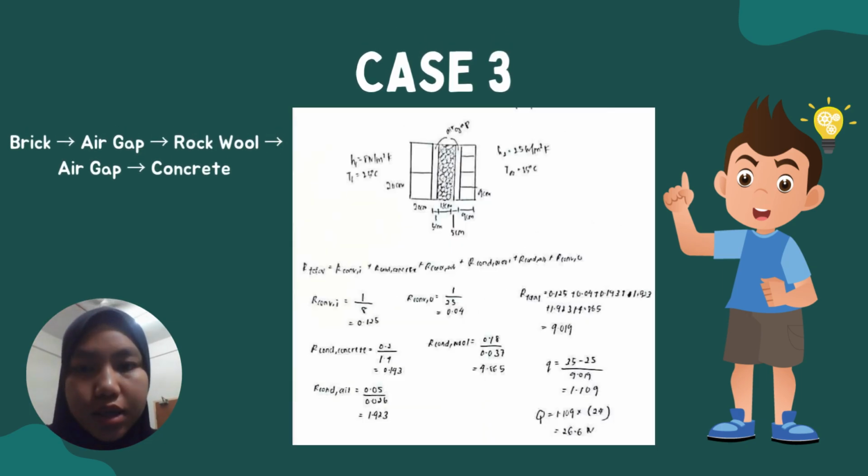So this is case 3, which includes brick as the inner wall, air gap, rock wool, air gap as the insulation material, and concrete as the outer wall. So here for the insulation material, we have rock wool and also air cavity gap to slow down the heat transfer rate even better. So we can see that here the heat transfer rate is lower than case 1 and case 2, which is 26.6 watt. So indeed, rock wool with additional air cavity in between is the best to slow the rate of heat transfer.